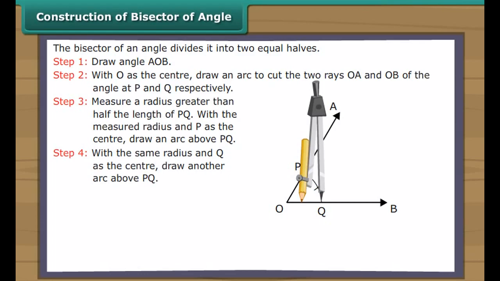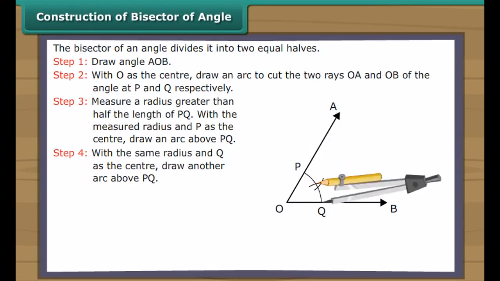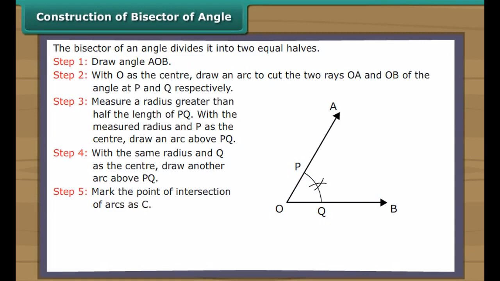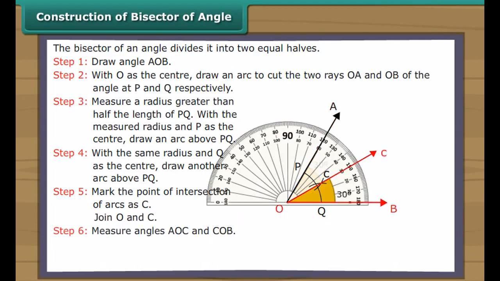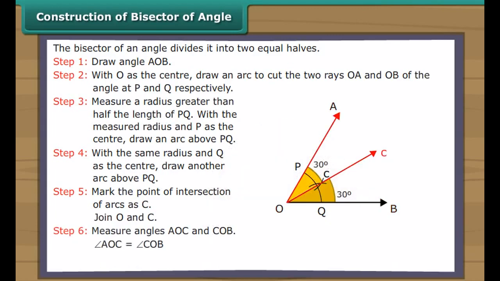Construction of copy of angle. How do we construct a copy of an angle whose measure is unknown? Angle AOB is given. With O as center and any radius, draw an arc to cut the two rays OA and OB of the angle at P and Q respectively.